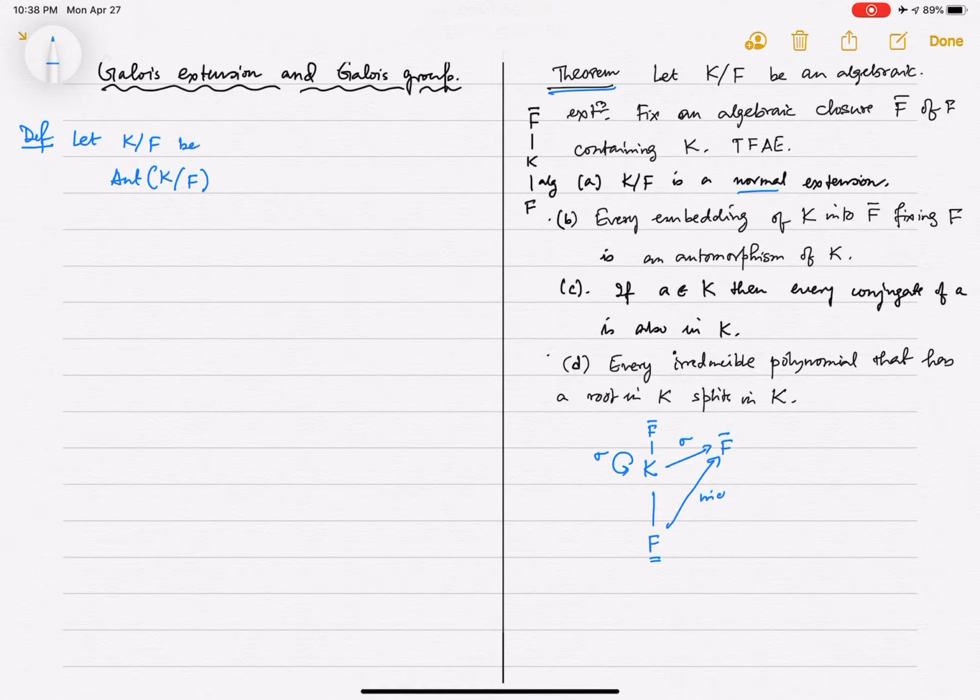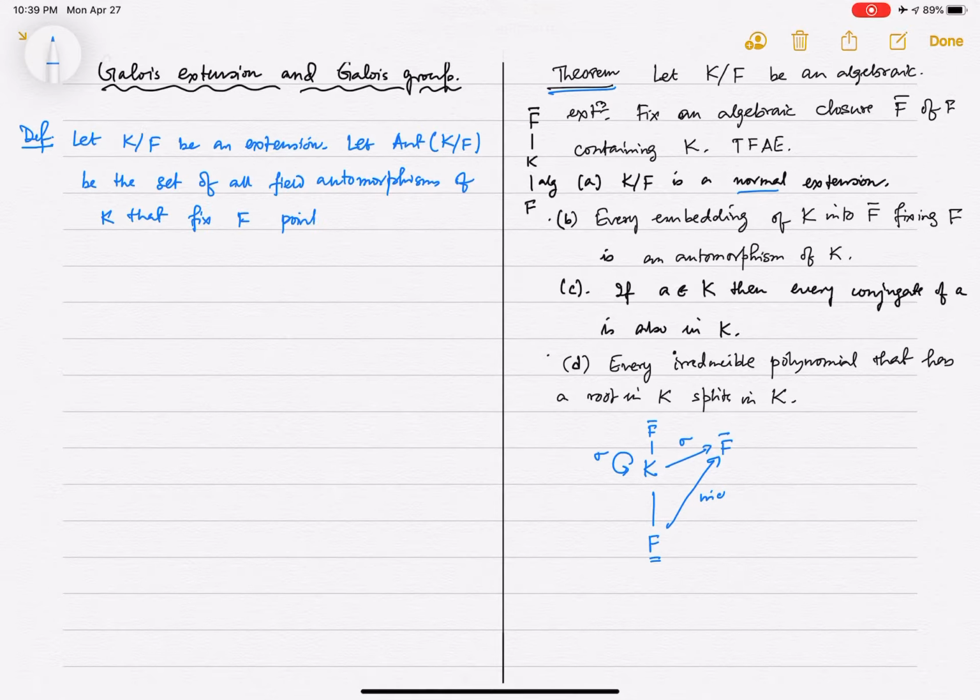Let K over F be an extension. You can make this definition completely in generality. We let Aut(K/F) be the set of all field automorphisms of K that fix F pointwise. So this is clearly a group.